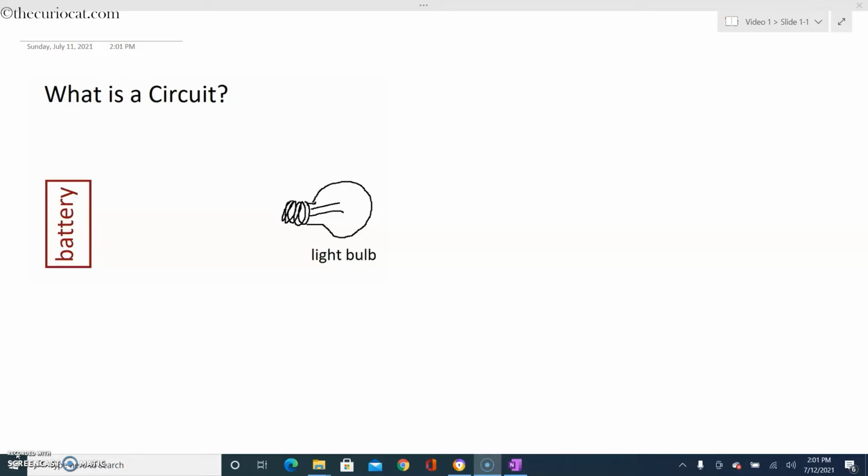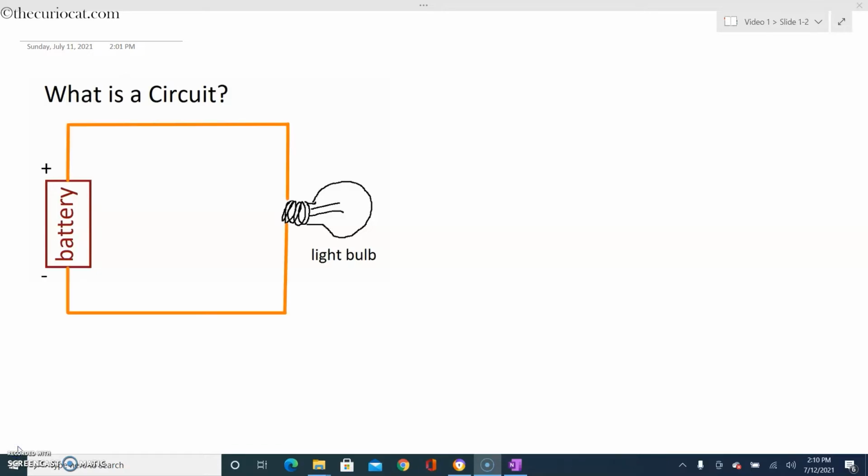So, what is a circuit? I would say that a circuit is any time you have some power source connected in a closed loop to some load or element. On the screen, I have drawn a battery and a light bulb. Right now, you do not have a circuit because there isn't a closed loop between the battery and the light bulb, but we can make a circuit by using some wires.